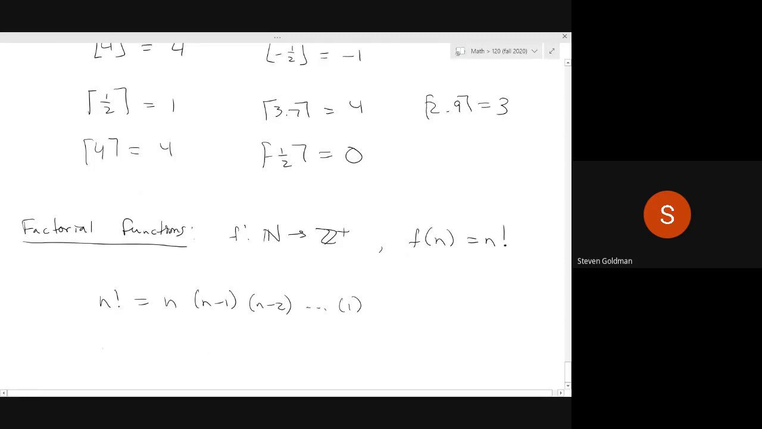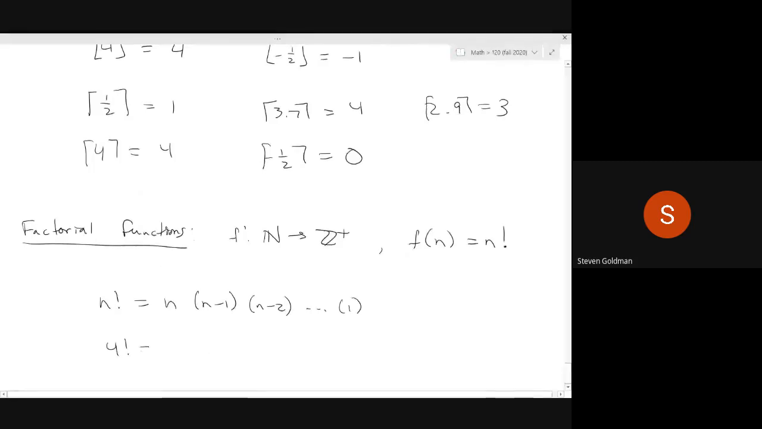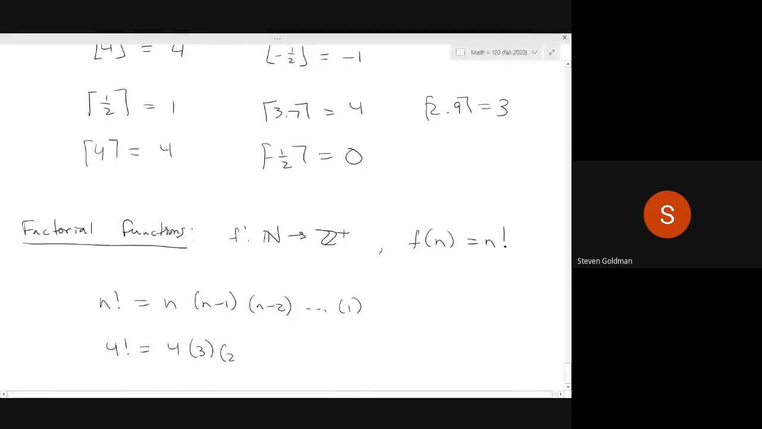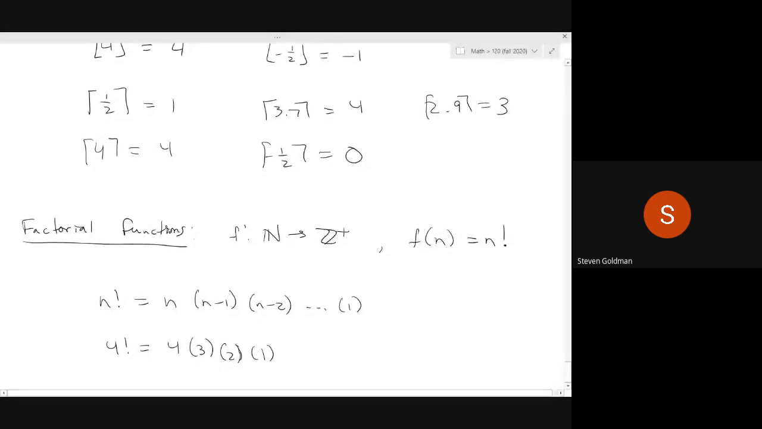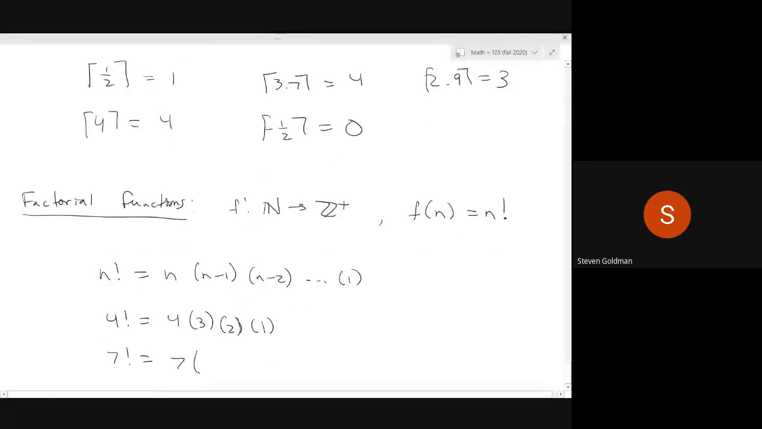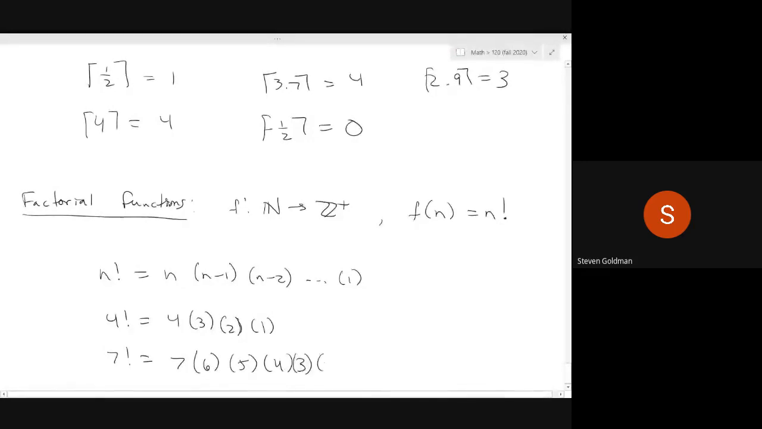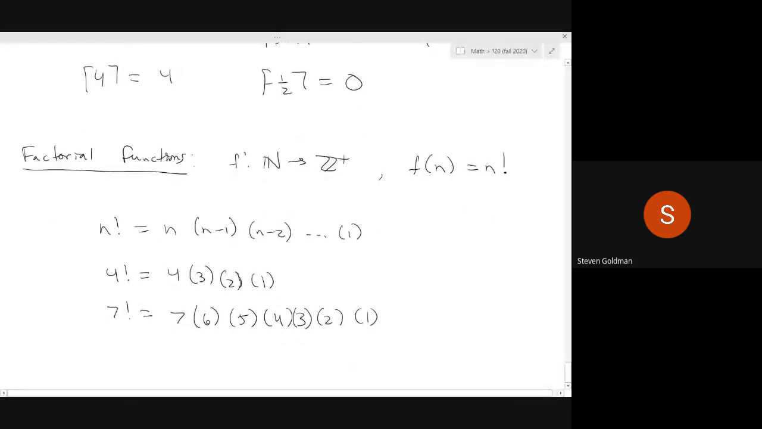For example, 4 factorial would be 4 times 3 times 2 times 1. 7 factorial would be 7 times 6 times 5 times 4 times 3 times 2 times 1. Just by definition, 0 factorial is equal to 1.